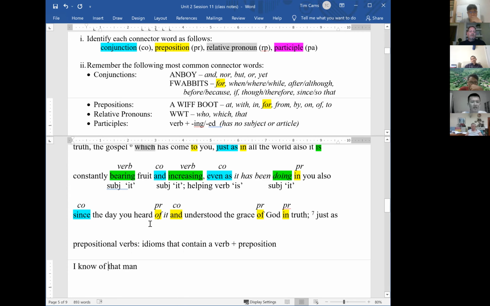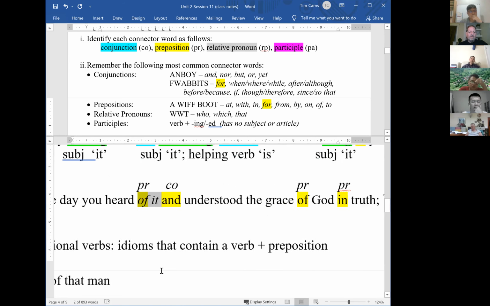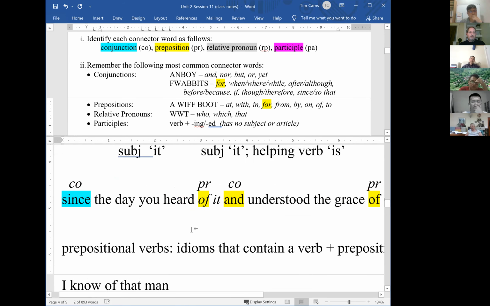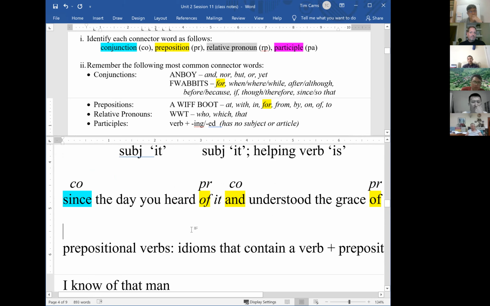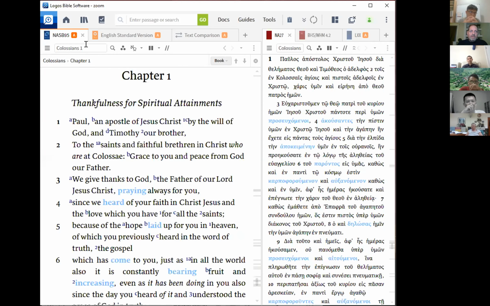Now, in this case, notice something, guys. I don't know if we've talked about this yet. Do you see here how the words "of it" are in italics? You guys see that? The font is different. Some English translations will sometimes add in words to make it flow more easily, make it easier to read. So let me show this to you.